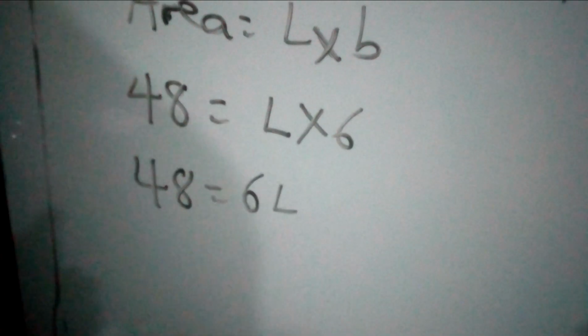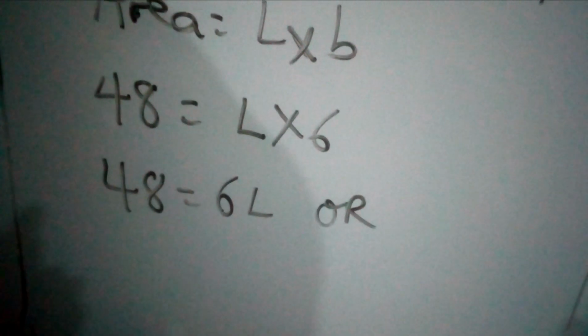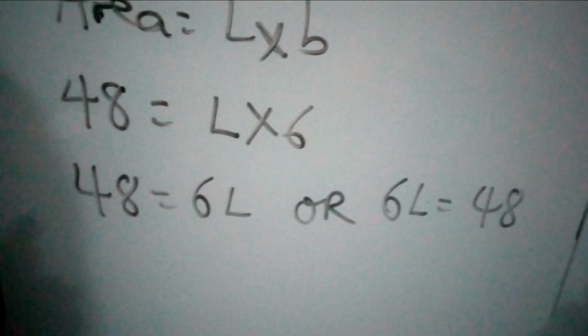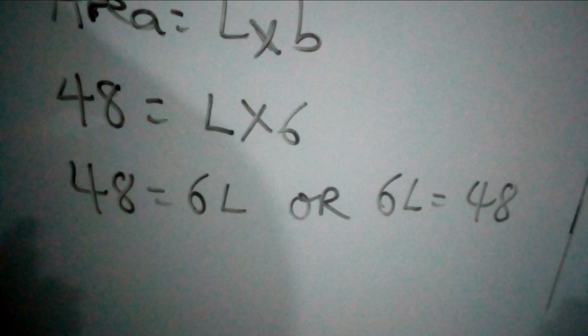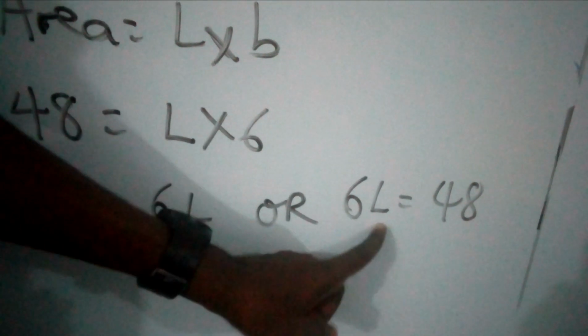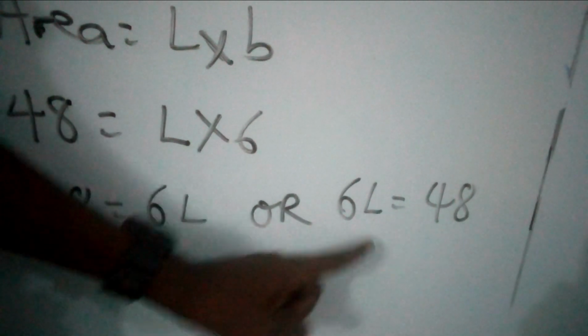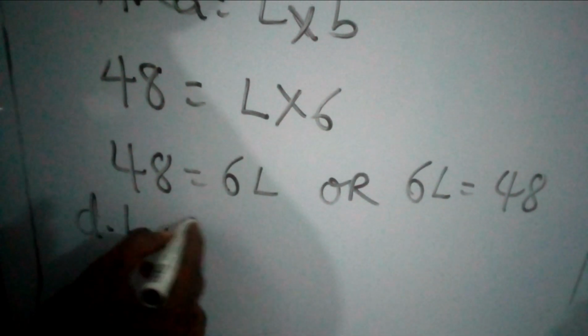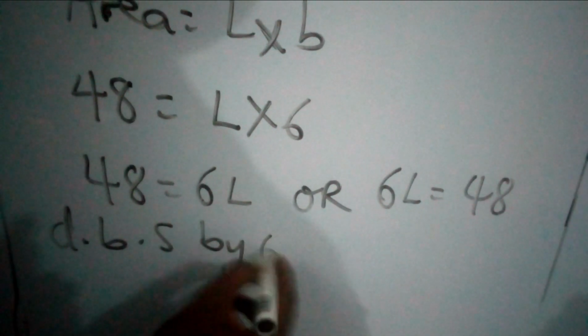48 equals 6L, or you can still write it the other way around: 6L equals 48. Don't forget, in our algebra, once you have a situation like this, what do you do? You divide both sides by 6 because you want L to stand alone, and the only way to cancel out the 6 is to divide both sides by 6. So what do we call it? We say DBS, divide both sides by 6.